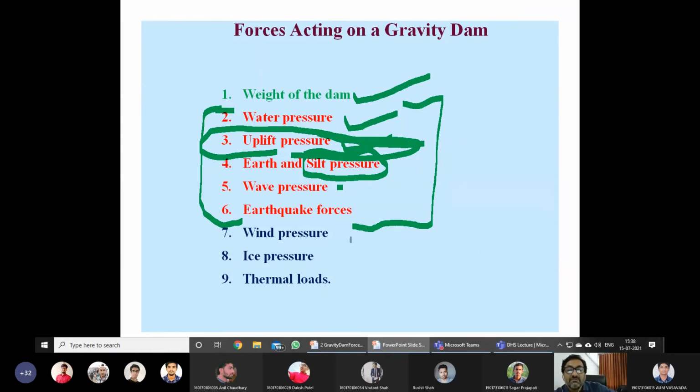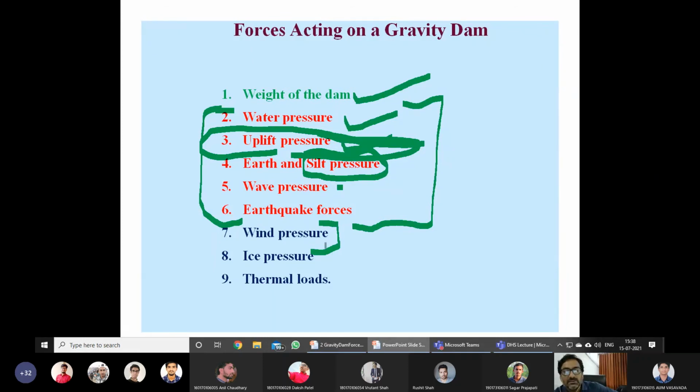Then wind pressure and wave pressure are different. Waves are generated because of wind velocities on the surface of the reservoir water, and wind pressure is directly winds having larger velocities impacting the structures. Because the structure is too high, say 150 meter, 200 meter, or 300 meter if you consider Tehri Dam, if heavy winds are blowing, then what will happen? What would be the impact of such winds on the structure directly?